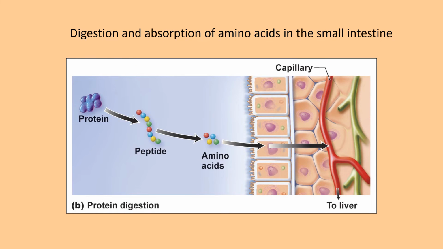Amino acids are also mostly water soluble. So as this protein is chemically digested into peptides and down to individual amino acids, those amino acids follow a similar route. They pass through the absorptive cell and right into the blood. And then those amino acids are now available to all of your body cells. And your body cells will use those amino acids to build proteins or maybe to produce ATP.